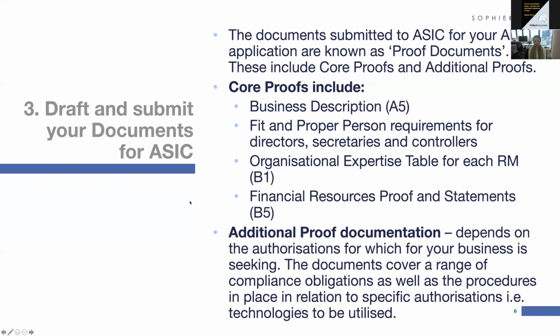Your additional proof documentation is specific to the authorizations which your business is seeking to obtain, and the documents generally cover a range of compliance obligations as well as procedures in place in relation to specific authorizations. So specific technologies that you'll use if you're going to operate a non-cash payment wallet, for example, and how they'll be monitored and who will be responsible for monitoring that technology.